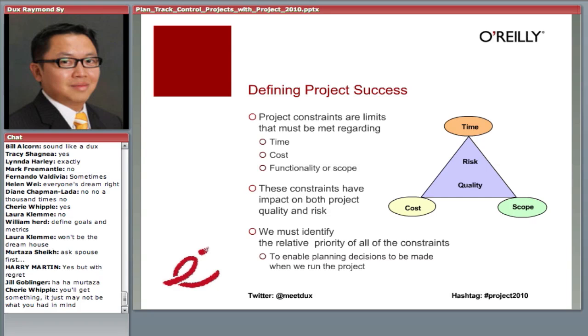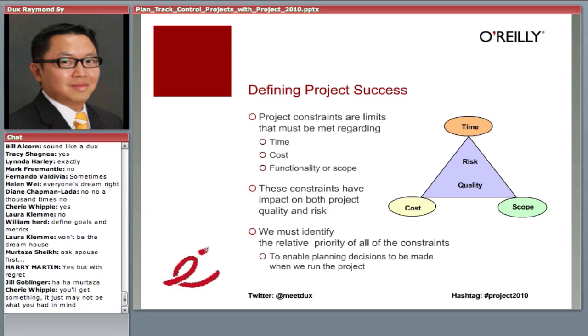So next, on how to get your priorities in order, at least at the high level, you've got to define what success means in a project. Because if you don't know what success means, how would you know if you've achieved it or if you've met it? You see, projects have certain limits or constraints. There's no such thing as a perfect project. All projects are bounded by time, cost, or some kind of functionality.